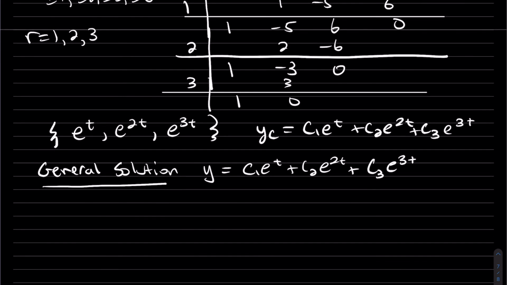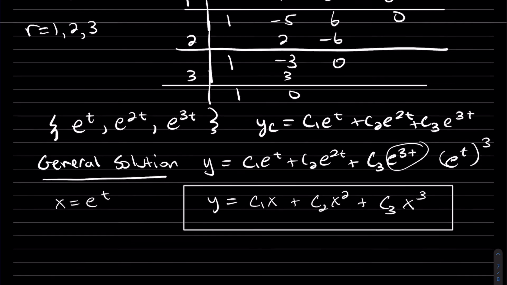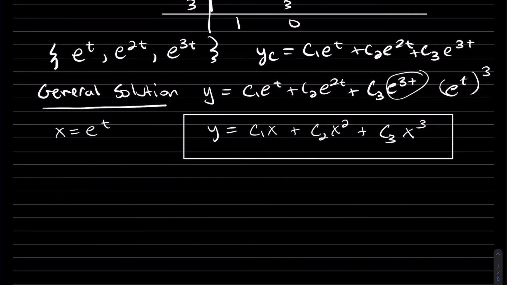But of course we have to do our substitution. x equals e to the t, and remember the power to power rule. e to the t, that's c1 x. That's c2 x squared. Remember, because this is e to the 2 to the third, x squared. Okay. That's it for the section.